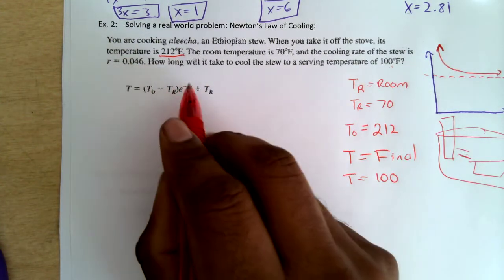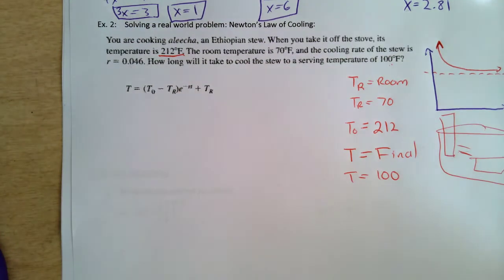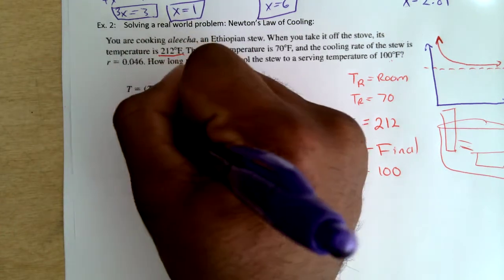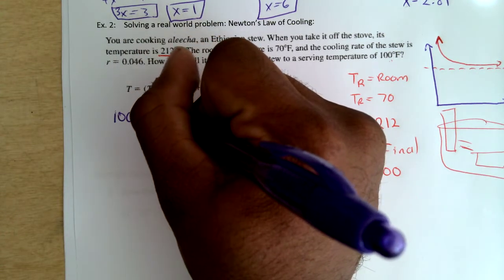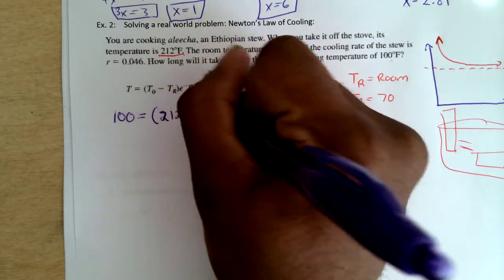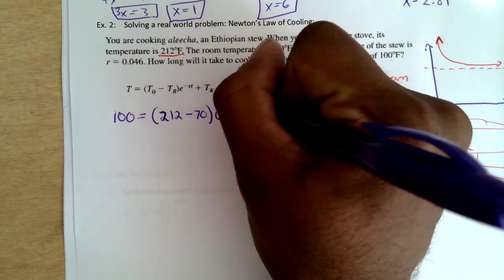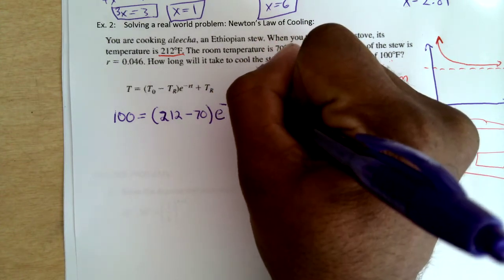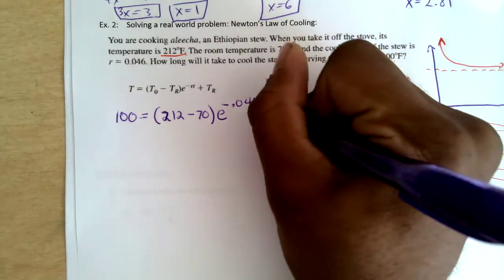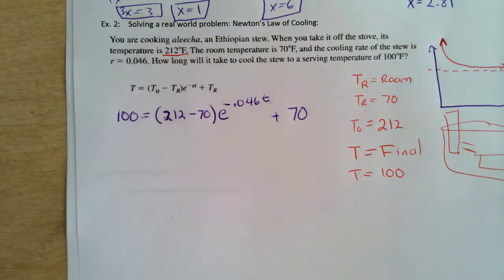We have our R just given to us. Remember, E is not a variable. All right, so let's plug everything in. So I'm going to have 100 equals 70. Oh, no, not 70, sorry, 212 minus 70 times e to the negative 0.046 t. We don't know the time. That's what we're looking for. Plus 70. There's some stuff that we can simplify here.